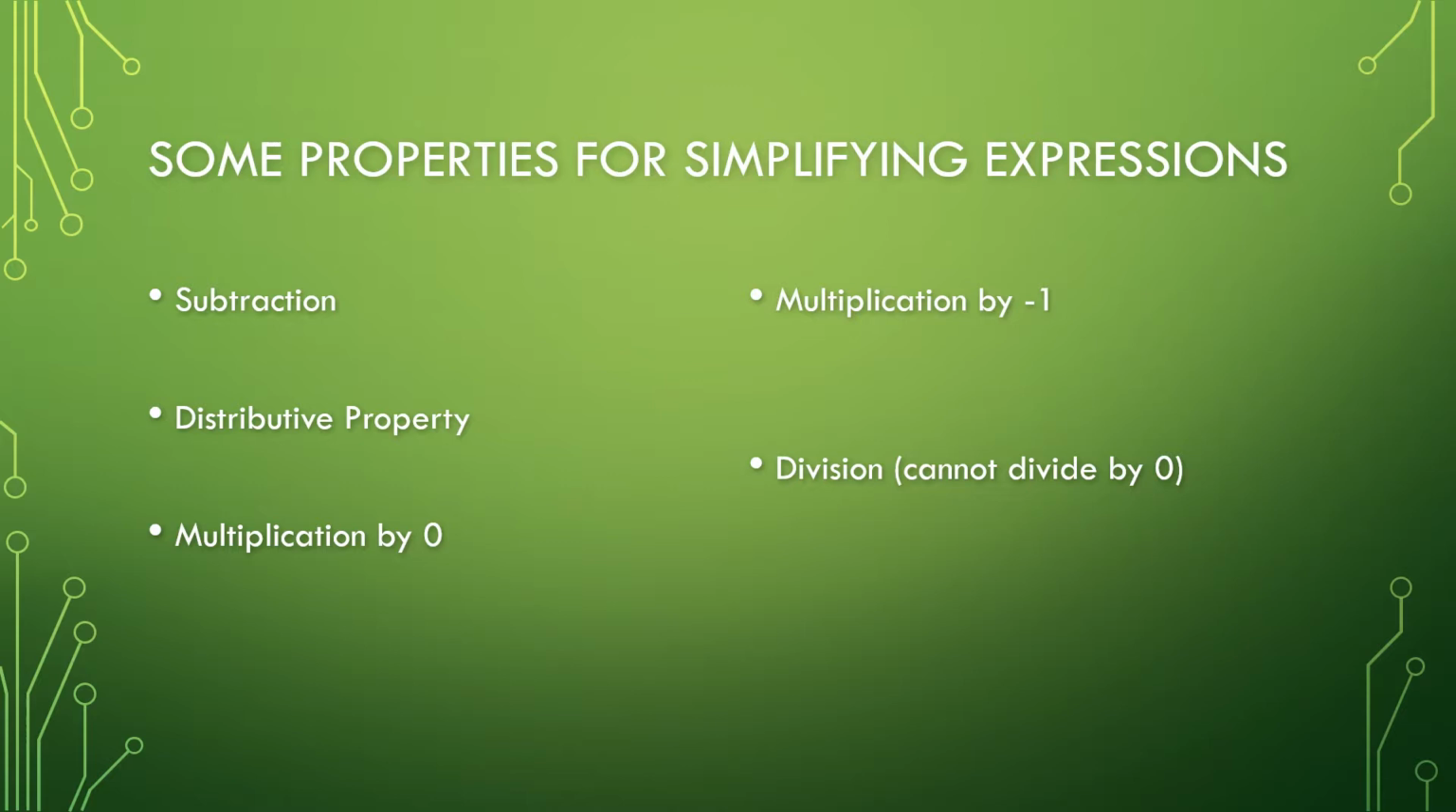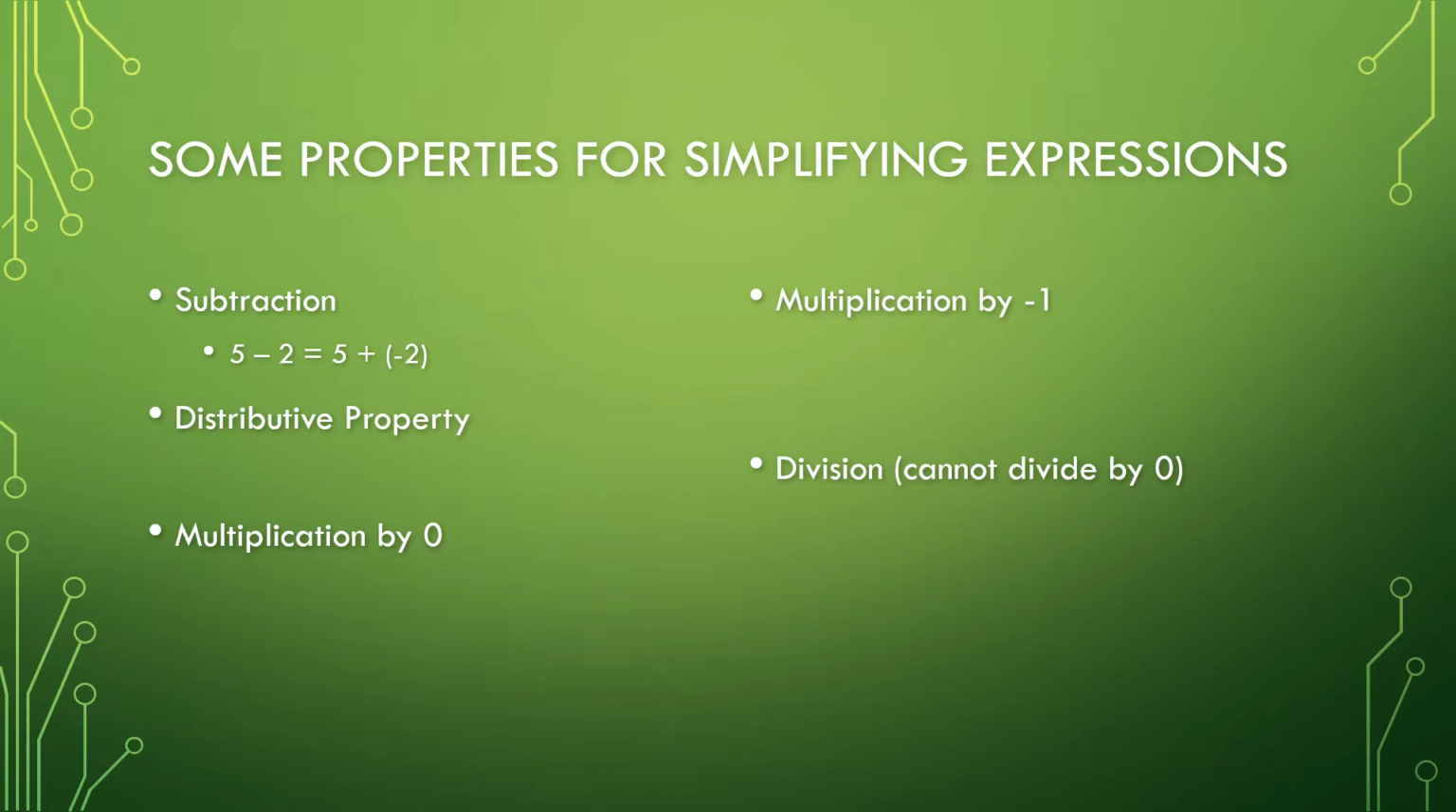There are a number of properties used in simplifying expressions. I'm not going to go through all of them here. I'll just review a few basic ones that are rather handy. First is the idea of subtraction. And subtraction is really just addition of negative numbers. So I can write 5 minus 2 as 5 plus negative 2.